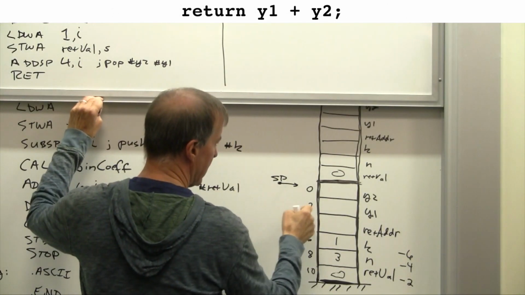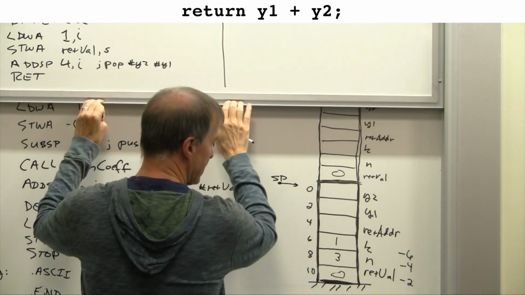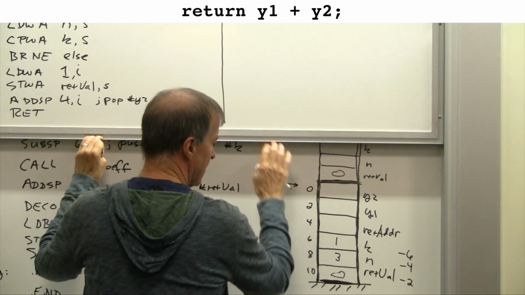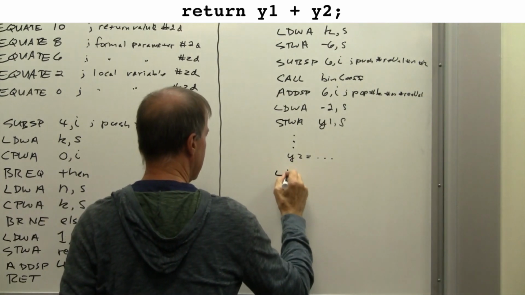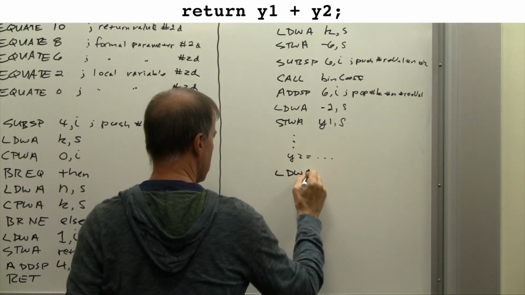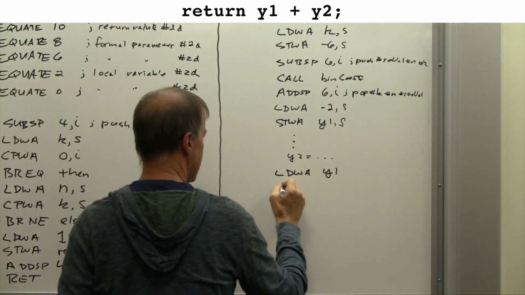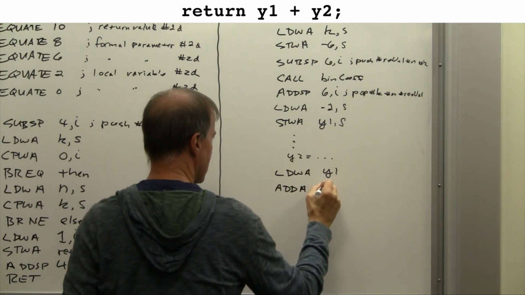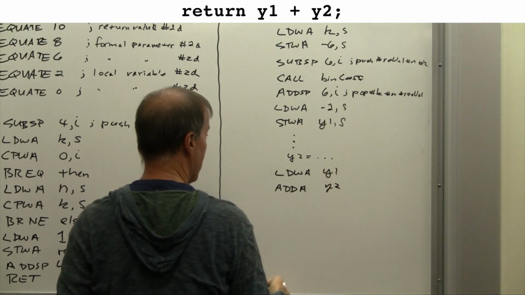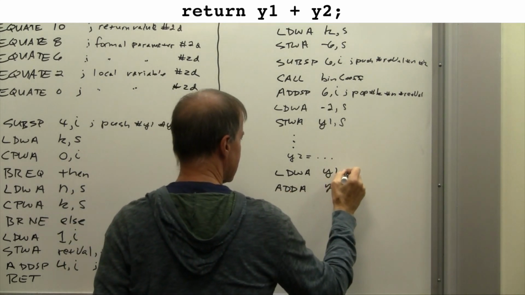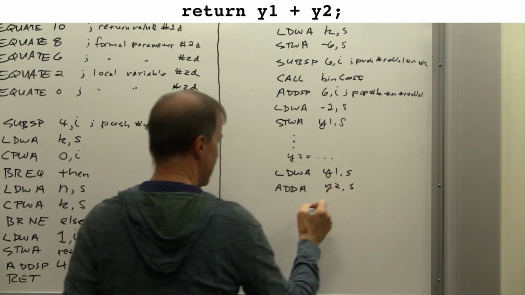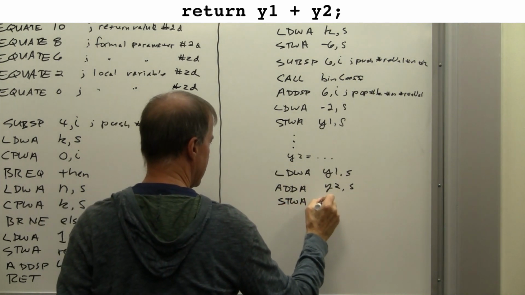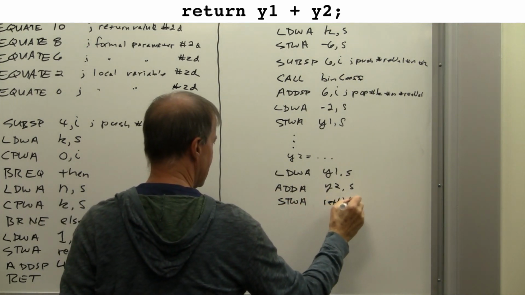How do we return Y1 plus Y2? We have to do what? Load word accumulator what? Load word accumulator Y1. Then what? Add accumulator is correct. What? Y2, stack relative. And then what? Store word accumulator into what? Ret val, stack relative.